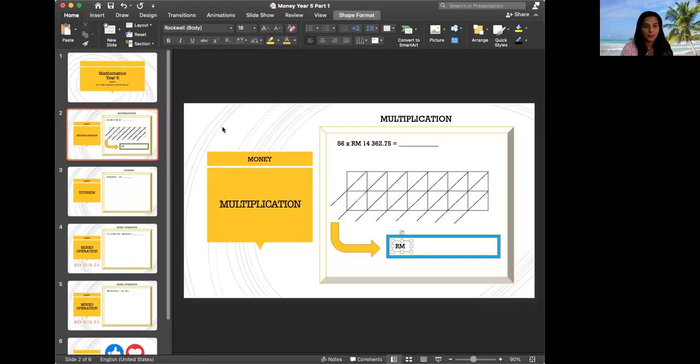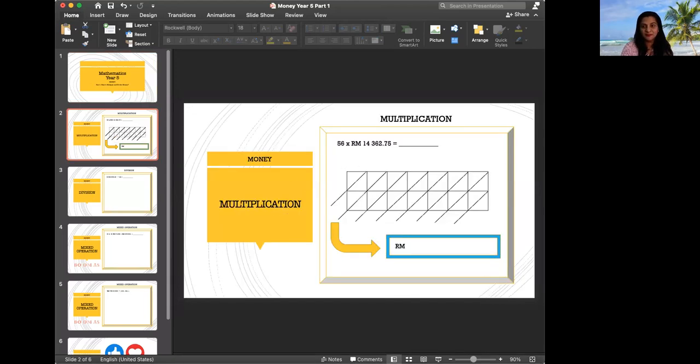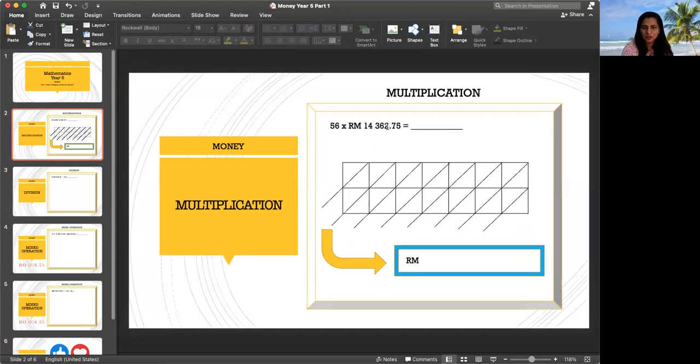Today we will look into Mathematics Year 5, topic of money. This is part 1, in which we are going to learn about multiplying and dividing units of money. Let's look at our first question here, which is 56 multiplied by 14,362 ringgit and 75 cents. How do we do this?